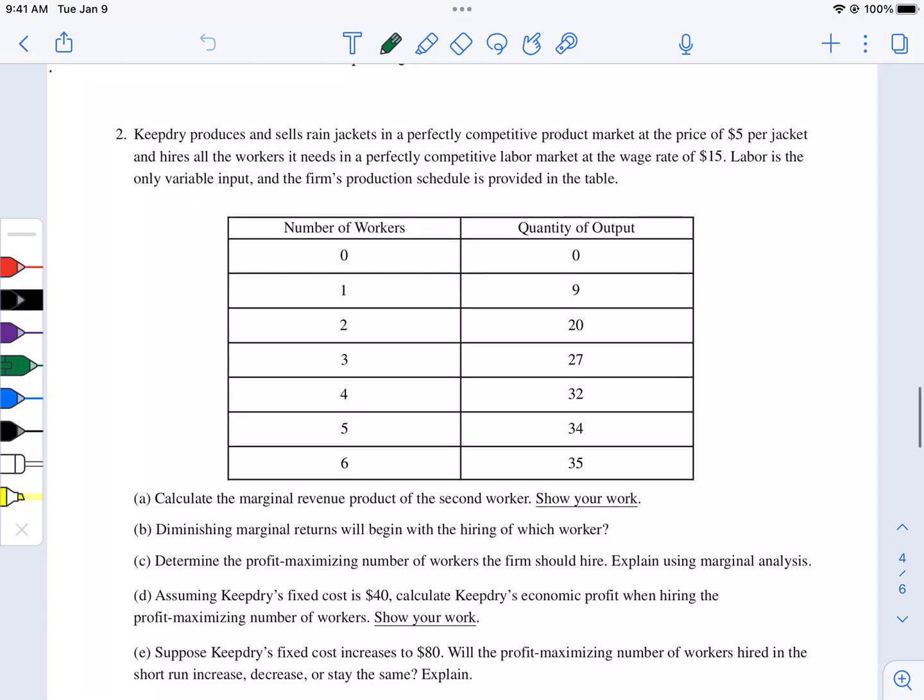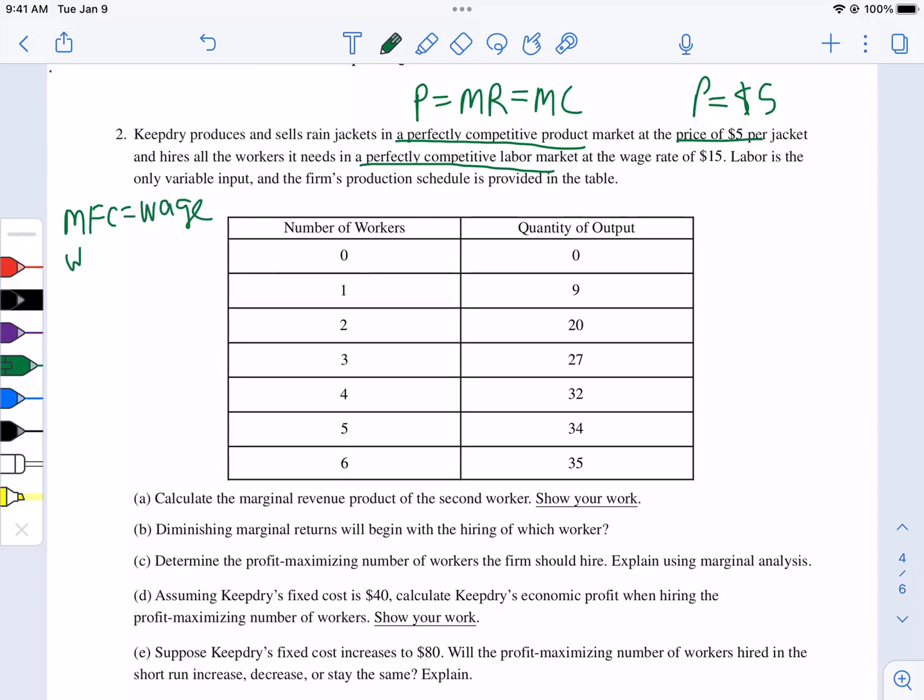So what I like to do is write out what they gave me. Perfectly competitive product market. That means price equals MR, which is also MC. They then told me my price is $5. They hire all workers in a competitive labor market. Remember, anytime you're in a perfectly competitive labor market, your MFC is equal to your wage, and they have a wage rate of $15. Labor is the only variable input, and the production schedule is below. So we have the quantity of the output.